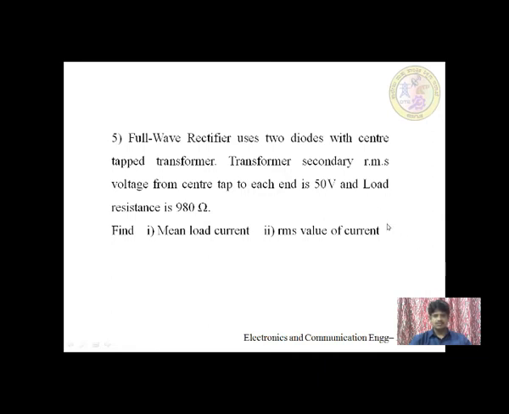In this it is given that the secondary RMS voltage from the center tap transformer is 50 volt. It is an RMS voltage, VRMS, given as 50 volt, and the load resistance RL is given as 980 ohm. Now think about what prerequisites are required to solve this.